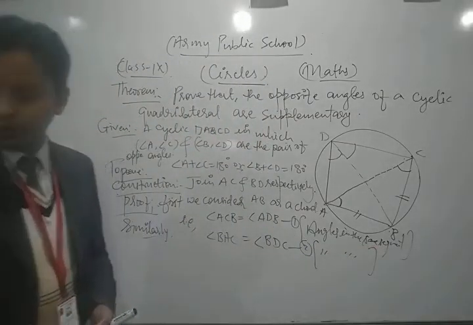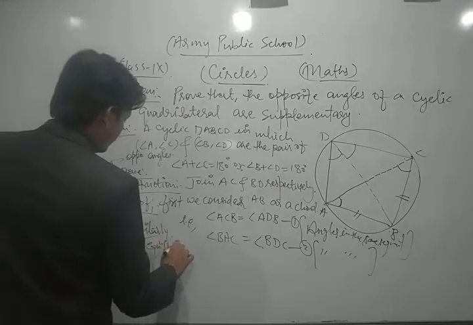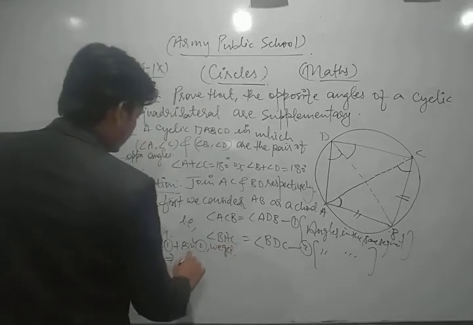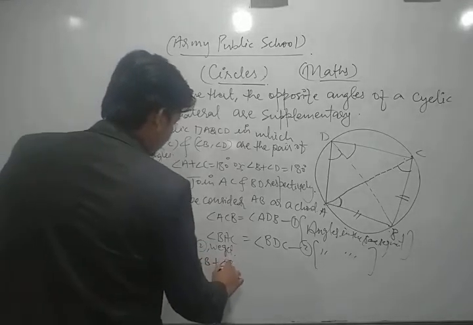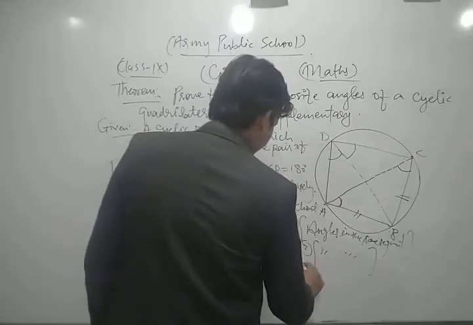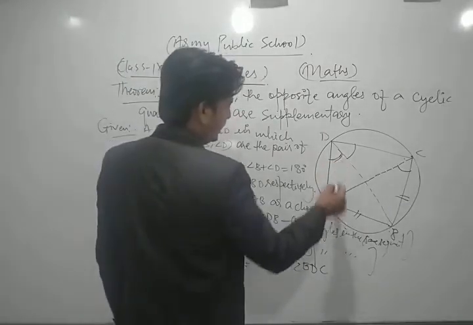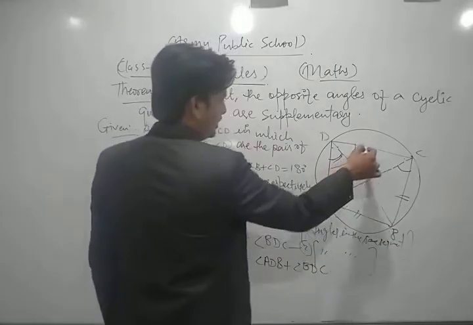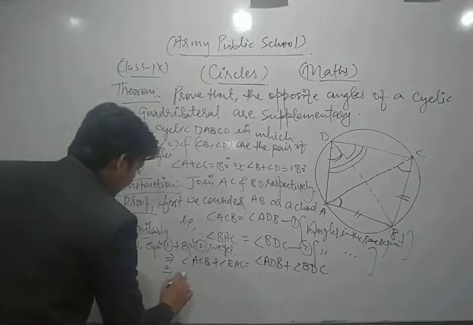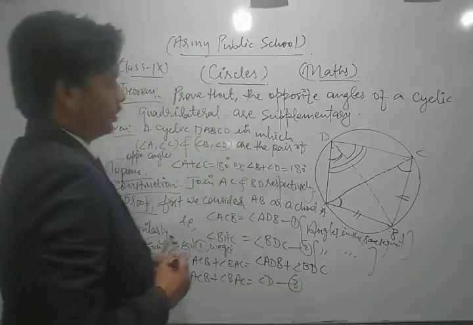Now, dear students, adding equation 1 and equation 2, we get angle ACB plus angle BAC is equal to angle ADB plus angle BDC. Okay, dear students, now look, from the figure, angle ADB plus angle BDC is equal to the angle D, meaning angle ADC. So we get angle ACB plus angle BAC is equal to angle D. Take this as equation number 3. Now what do I get, look.